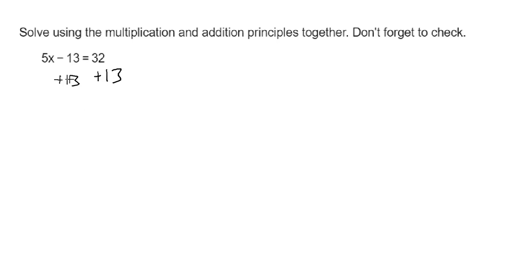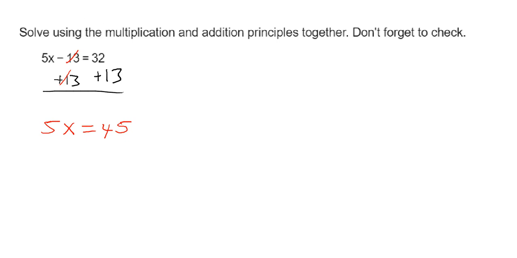All right, so we'll add 13 to both sides. The minus 13 cancels out with the plus 13. That leaves me with 5x on the left-hand side. The 13s are gone. On the right-hand side, we had to also add 13 to keep the equation balanced out. And we'll get 32 plus 13, which is going to be 45. All right. So that's the first step. Get rid of the minus 13 by doing the opposite, which is adding 13.